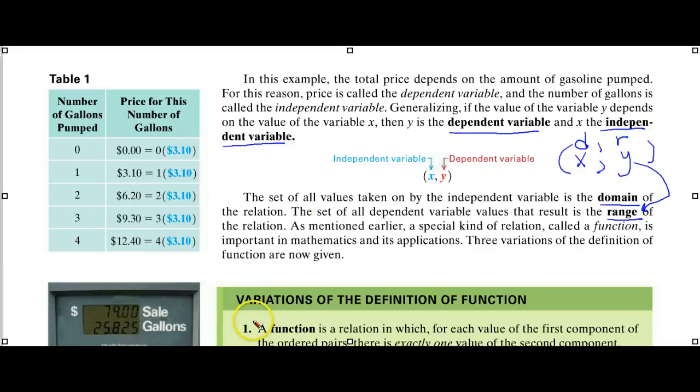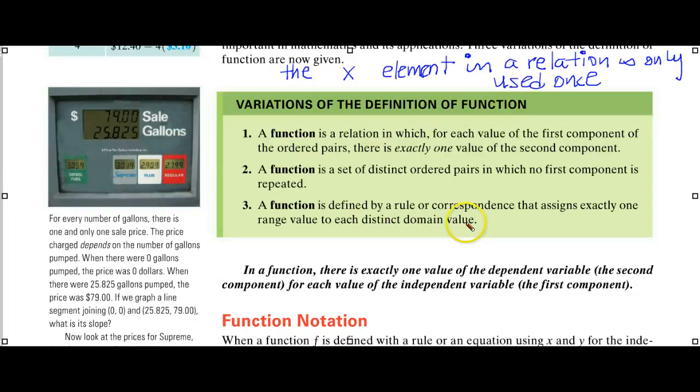Okay, we're going to now give an official definition of function. A simplified way of thinking of it, and I like to use this because it's very short, is that the x element, that is your domain element, whatever it happens to be, is used only once in a series of relations. If you have a 1, it's used once. A 2, used once. But if you have a 1 and then another 1 used, it's used more than once, so it's not a function. And that's what they're saying here. Exactly one value.